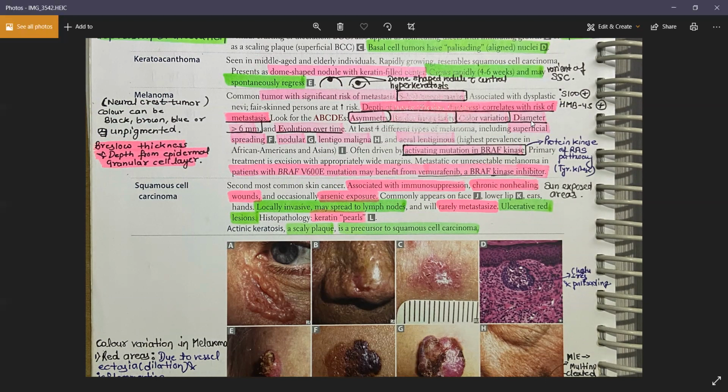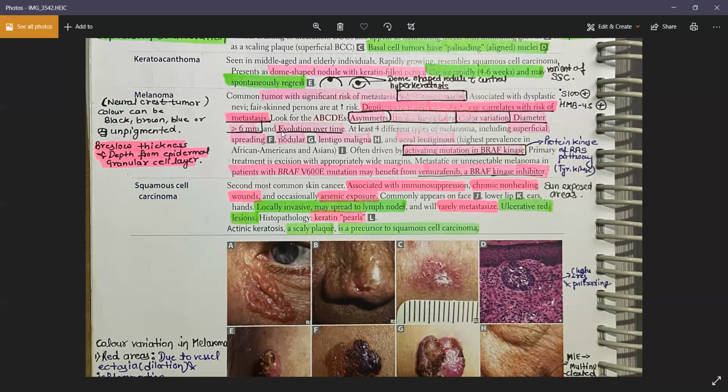If they mention a mass with a diameter more than 6 mm, then it is highly likely the patient is having a melanoma. If the mass diameter is less than 6 millimeters, that means very low chances the patient can have a melanoma. And please note that these masses will grow over time. They will evolve over time. The size of these masses will increase with the age of the patient.